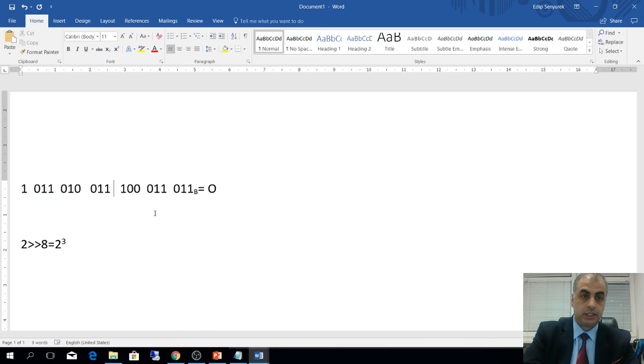Okay. If you have a calculator, you can stop the video and make the calculation yourself now, and then write this number 1011 011 011 100 011 011 into the calculator. If it is a scientific calculator, you can just convert it easily with a button to 8 base, to octal base. Okay, and then check if I am correct or not.